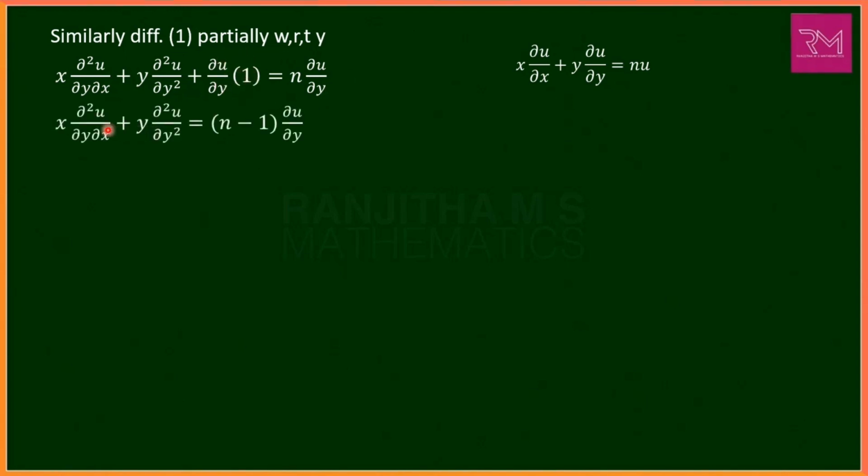We get the value as x into ∂²u/∂y∂x plus y into ∂²u/∂y², which is equal to, if we take ∂u/∂y to the right hand side and take ∂u/∂y as common, we get (n minus 1) into ∂u/∂y as before. In the next step, we have to multiply throughout the equation by y.